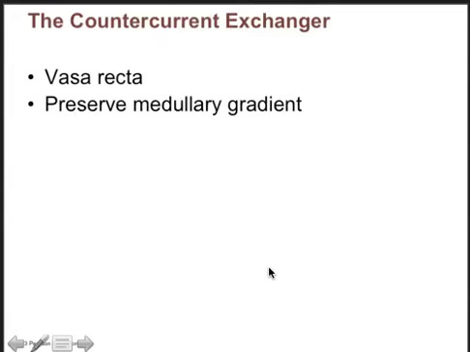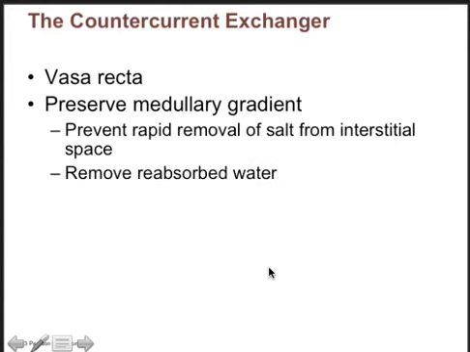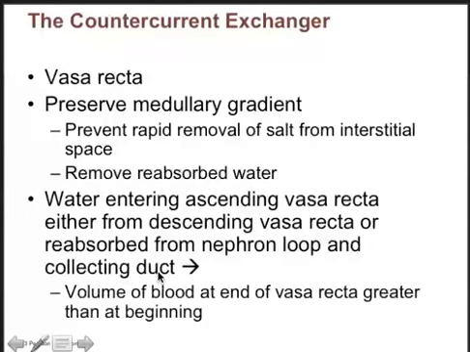In the vasa recta, we preserve the medullary gradient. This prevents rapid removal of salt from the interstitial space. It also helps remove reabsorbed water. Water entering the vasa recta, either from the descending vasa recta or is reabsorbed from the nephron loop and the collecting duct, accounts for the volume of blood at the end of the vasa recta being greater than at the beginning. And that only makes sense, right? Because as we move fluid out of the filtrate into the kidney and into the blood plasma, the volume of blood is going to go up.